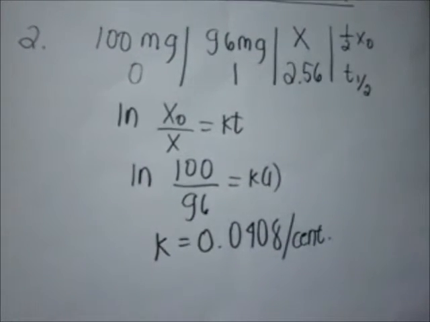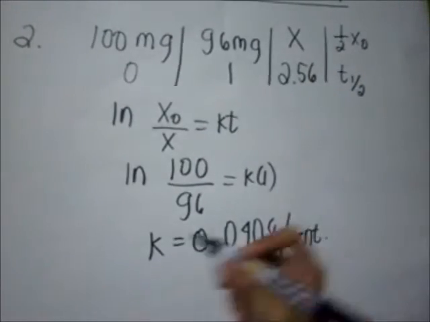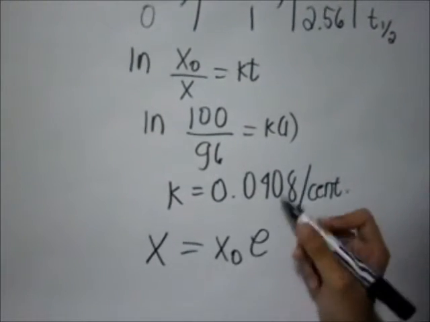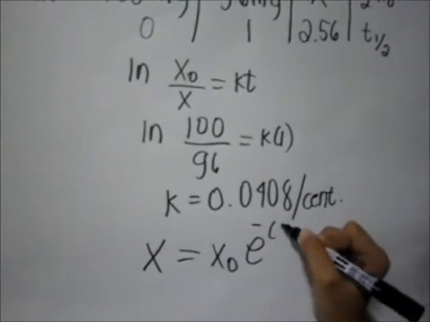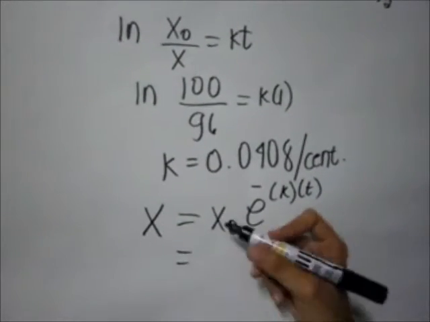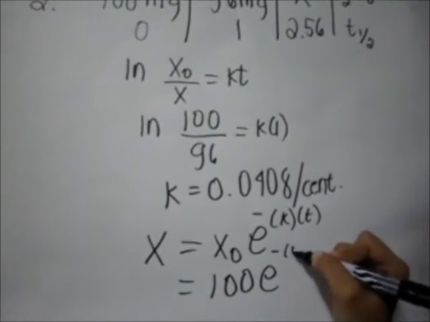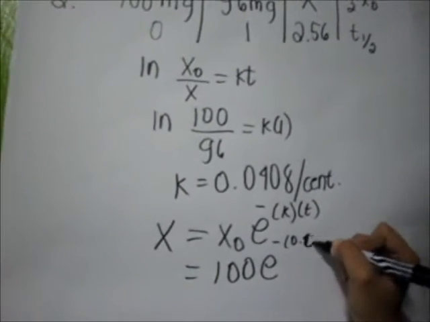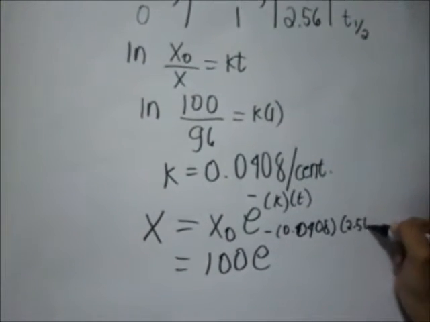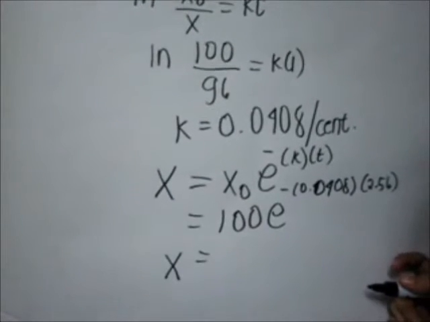So, we will now solve for the value of x at 2.56 centuries, and we will use this formula. x is equal to x naught e raised to negative k times t. So substitute the value of x naught, which is 100, and then e raised to negative 0.0408 times 2.56, which is the time.